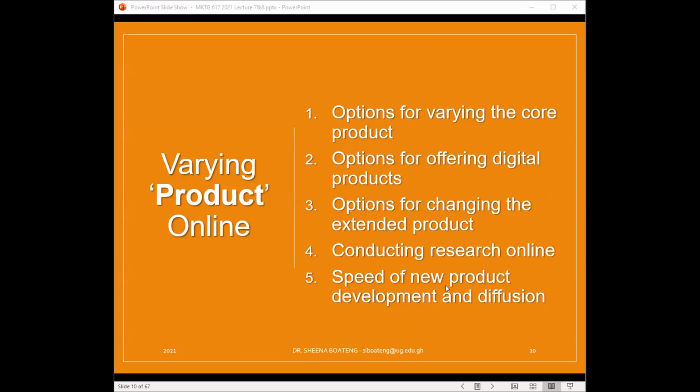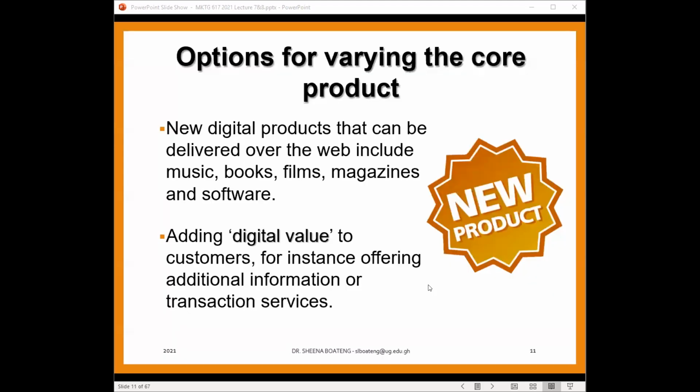And we can do so in 5 main ways, including options for varying the core product, options for offering digital products, options for changing the extended product, which includes the actual and augmented product, as well as conducting research online and the speed of new product development and diffusion. So let's go into these one after the other, starting from options for varying the core product.